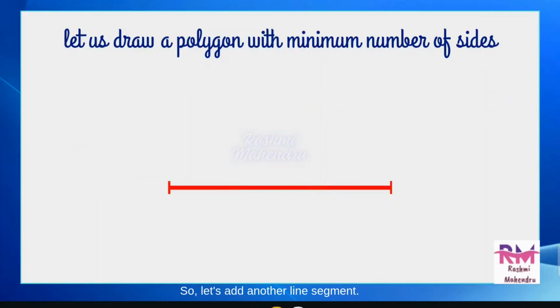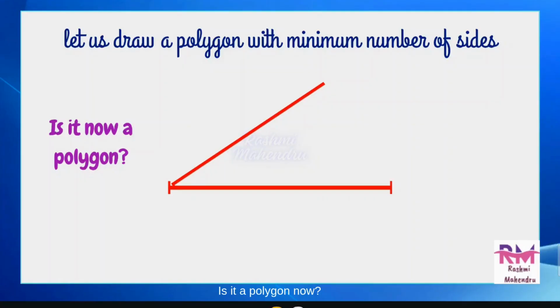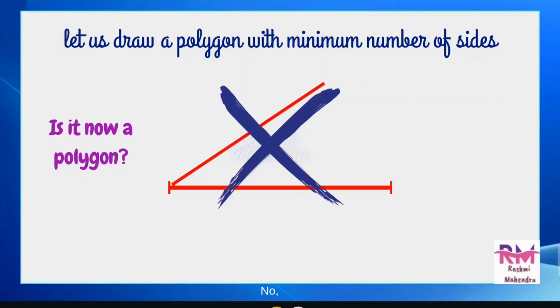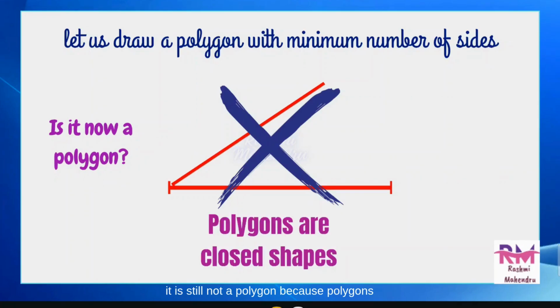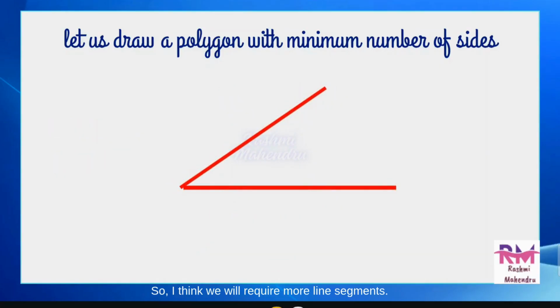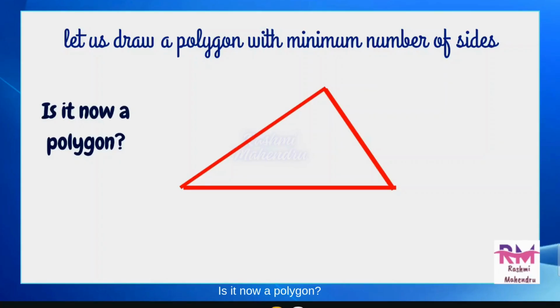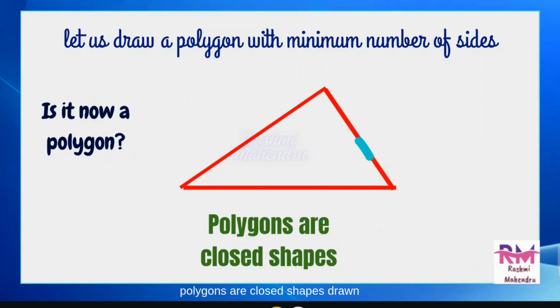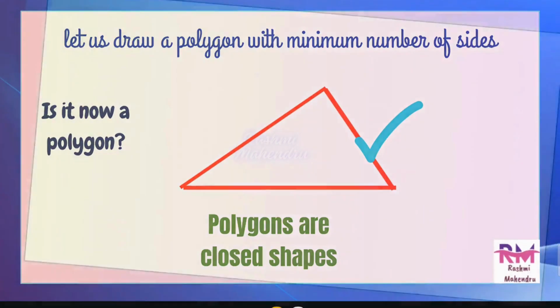So let's add another line segment. Have we reached there yet? Is it a polygon now? No, it is still not a polygon because polygons are closed shapes. So I think we'll require more line segments. Let's explore. Is it now a polygon? Yes, polygons are closed shapes drawn using line segments only. So yes, this is a polygon.